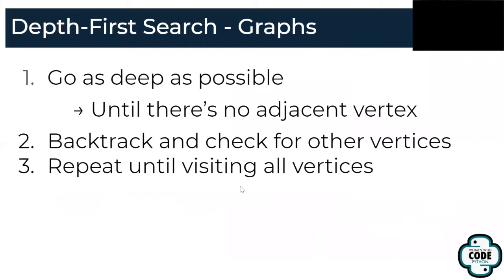And then depth first search. It is different from breadth first search. It is another traversal, another way we traverse through a graph. So first, in a depth first search, we go as deep as possible until there's no adjacent vertex. And then we backtrack, where we go back when there's no adjacent vertex. We backtrack, or we go back, and check for other vertices. And then we repeat the same thing until we visit all the vertices in a graph.